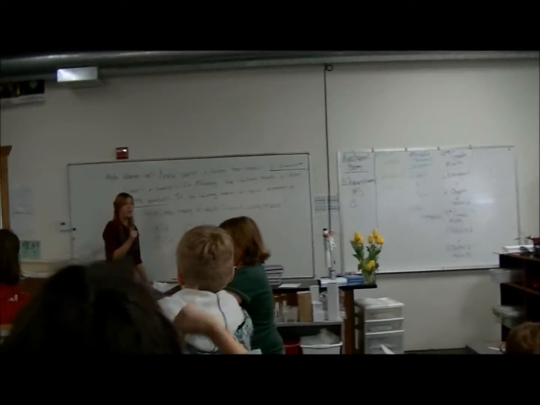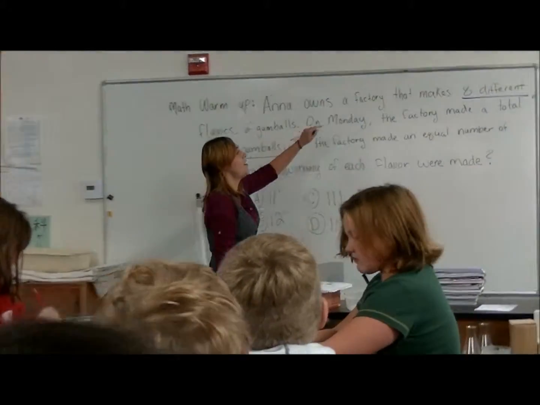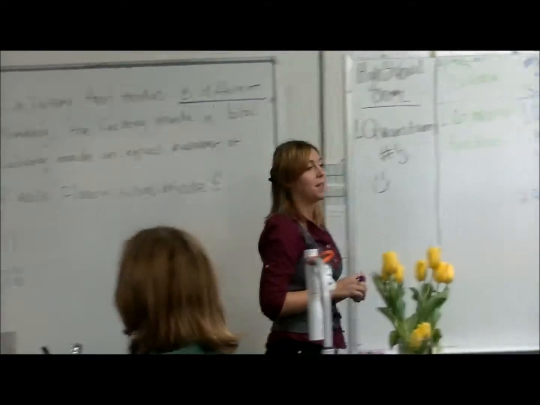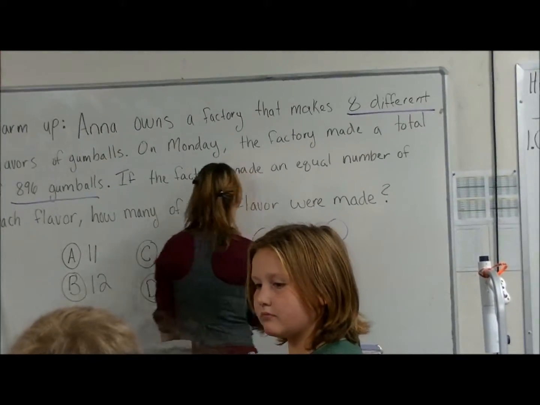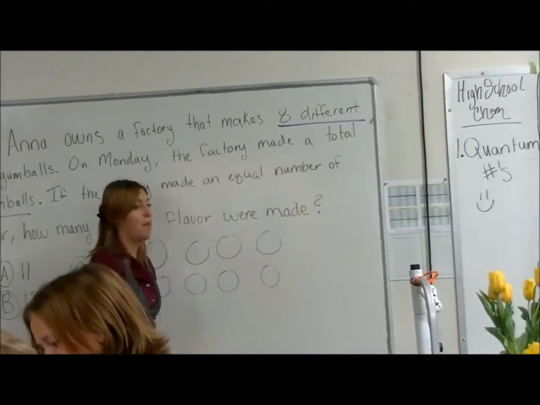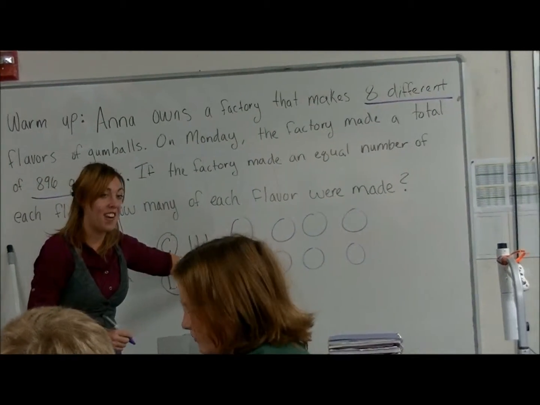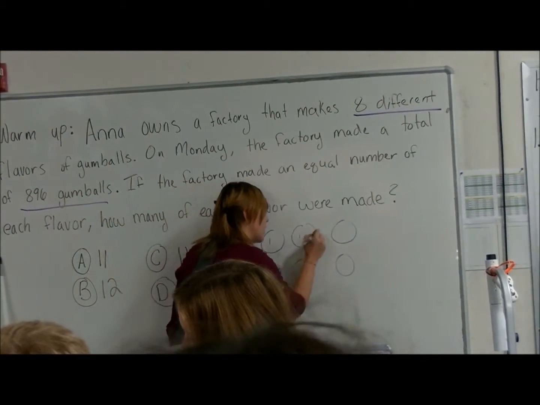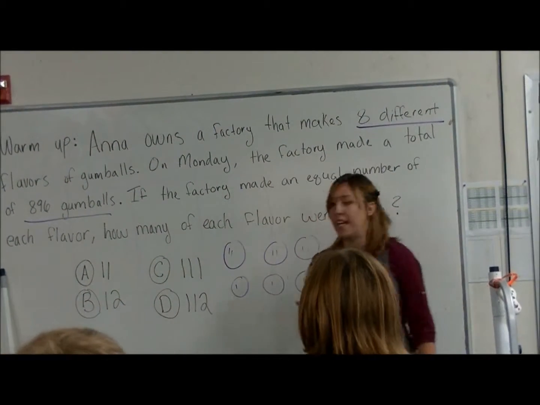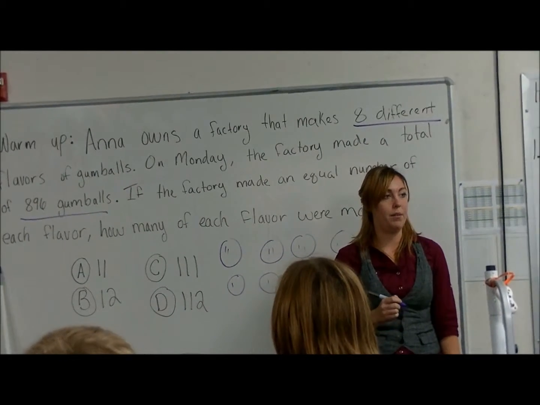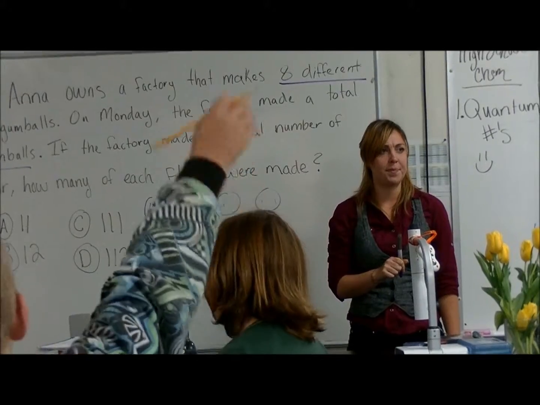So we know the total number of gumballs they made is 896. That is a lot of gumballs. And we know that there are 8 different kinds of gumballs total. Now we could have formed our 8 groups, 1, 2, 3, 4, 5, 6, 7, 8, and we could have placed 896 gumballs in each of our 8 groups. We could have counted all the way up to 896, but that would take a really long time, right? Is there a faster way of solving this problem?